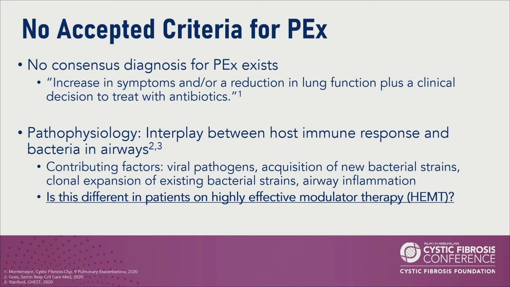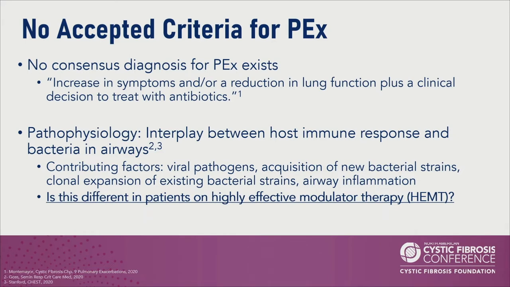As we're all aware, there is no consensus diagnosis for a pulmonary exacerbation. The most commonly used definition in exacerbation research is an increase in symptoms and/or reduction in lung function plus a clinical decision to treat with antibiotics. But there are a number of limitations with this diagnosis, namely that a clinician decision-based definition is not standardized given the wide variability in clinical practice.